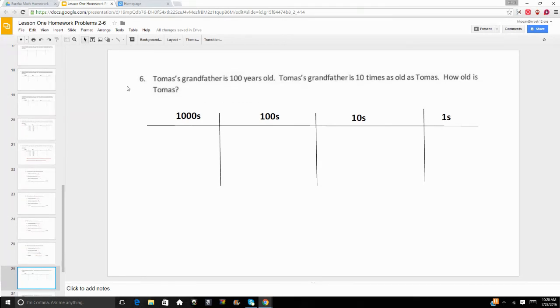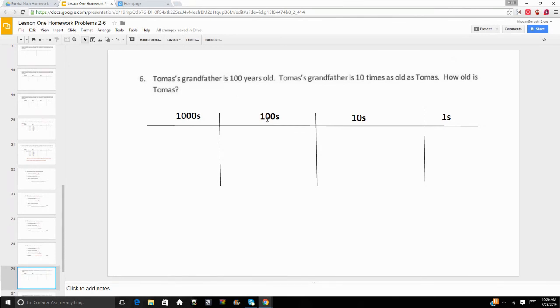And this is our last question. Tomas's grandfather is 100 years old. Ooh. And his grandfather is 10 times as old as Tomas. Because obviously, we can't do 100 times 10 because Tomas can't be 1,000. So we know that we're going from the hundreds place to the tens place. So I think you might be able to predict how old Tomas is if his grandfather is 10 times Tomas.